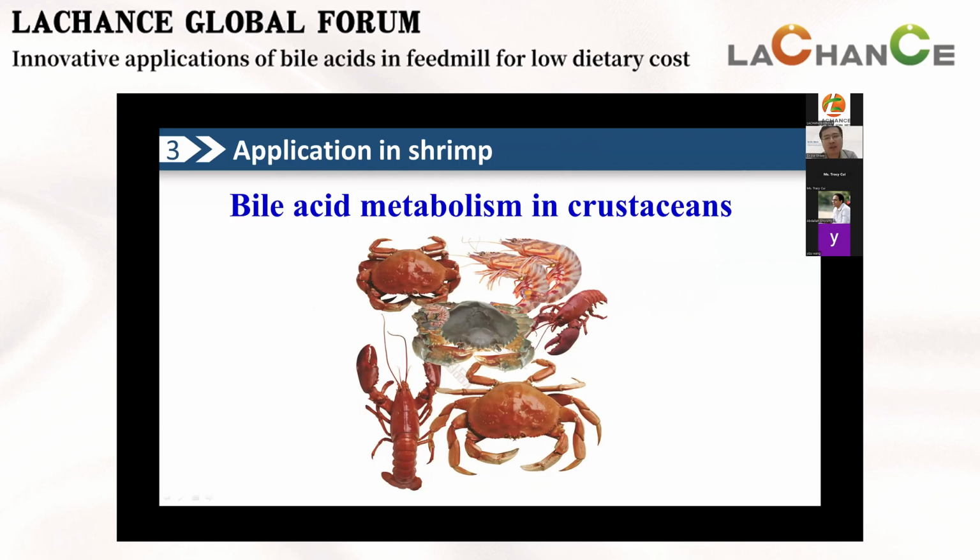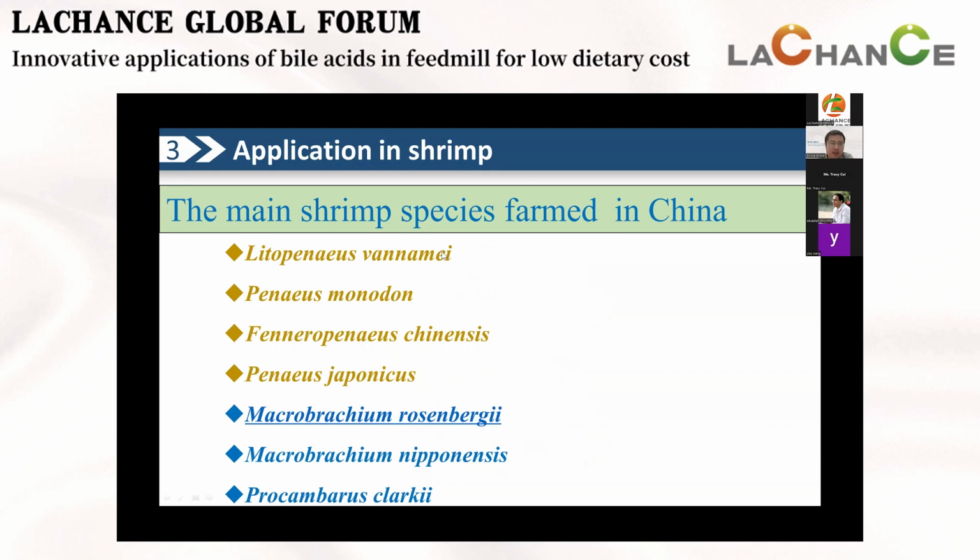And another part of the research is mainly about the bile acids metabolism in the crustaceans, for example, the shrimp, it's a very big species in China and in the world. Here are the main shrimp species found in China. And these 4 species are found in the seawater. And these 3 shrimp are found in the freshwater.